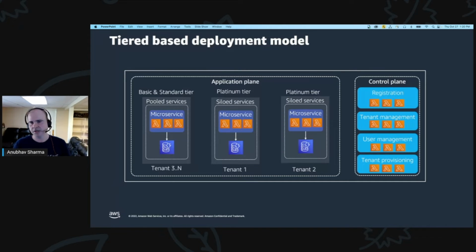Registration is for registering a new tenant. Tenant management is for managing the tenants, and user management is basically a facade in front of your Cognito. So if you need to use a different IDP instead of Cognito, you just need to change inside this user management service, and the rest of your application doesn't really get impacted a lot. And then finally, we have a microservice for provisioning resources for these platinum tier tenants, as you onboard.